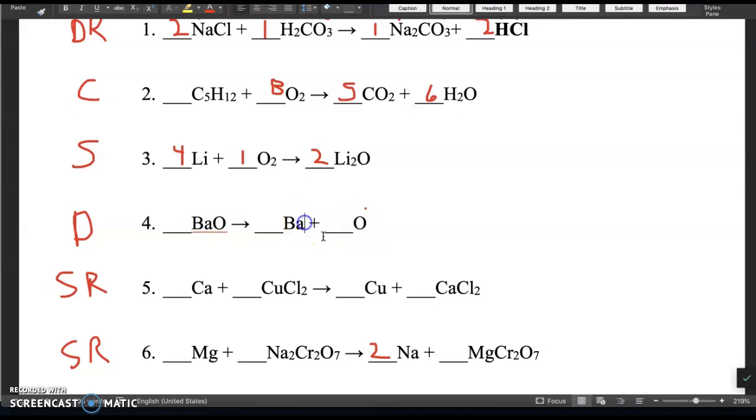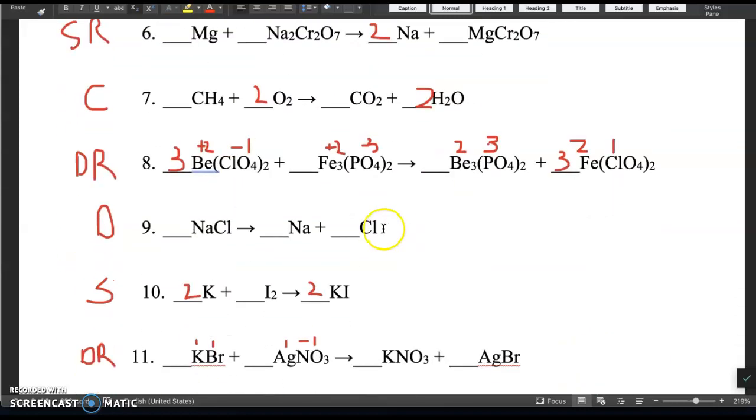Then I got to decide, does Ba need a subscript 2 when it's by itself? So I'm asking, is it a sneaky 7? The answer is no, so it is not. Is oxygen? Yes, so oxygen needs a 2. Okay. And then same thing down here with number 9. Does sodium need a 2? Is it a sneaky 7? No. Is chlorine? Yep. So I need a 2.